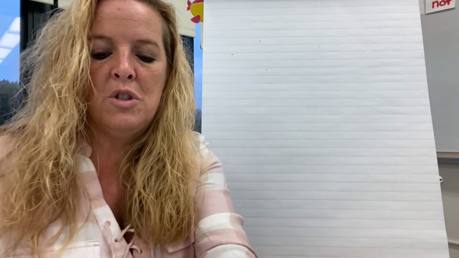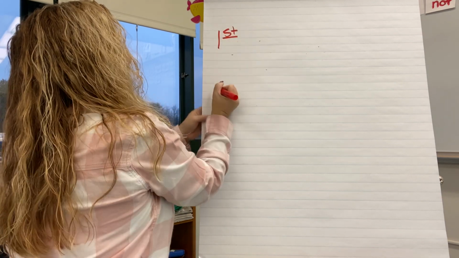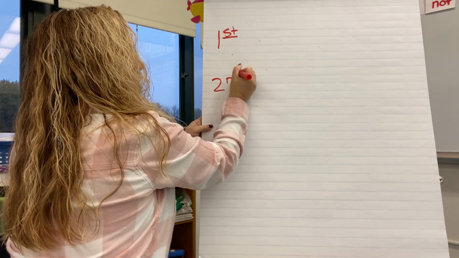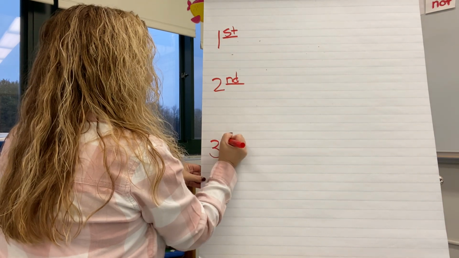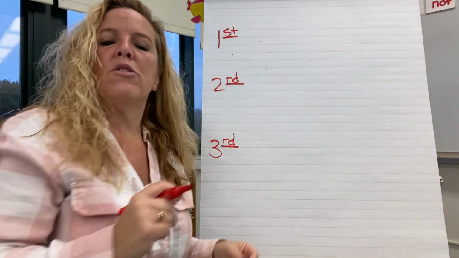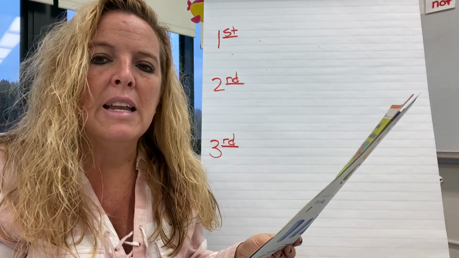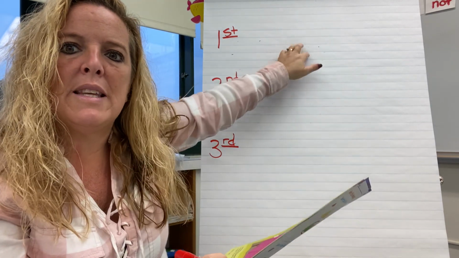All right, so I'm gonna do first read over here, second read, and then the third read. And you guys are gonna tell me what are the important things. Remember, the first read is what is this story about? So let me read it again, and I want you to tell me what it's about.